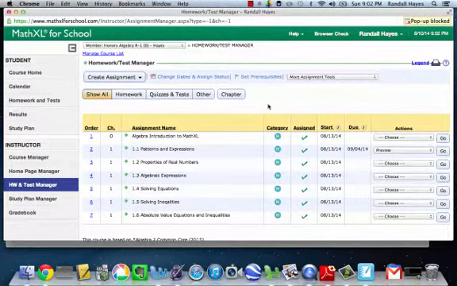Okay, I hope this answers a lot of your questions about Mathxl. If you have any other questions about this or what it means for your child or their success this year, we would be glad to answer any questions that you have.